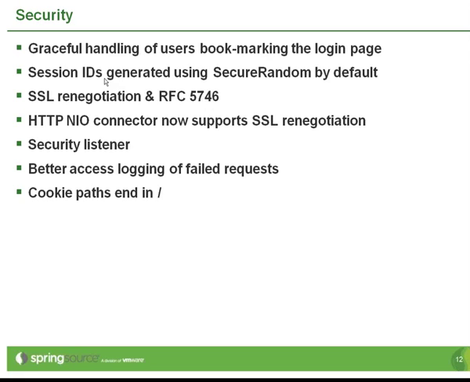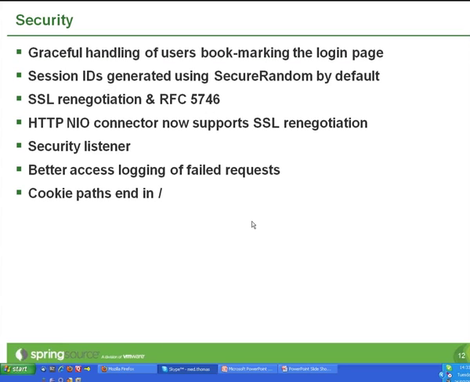We've improved the access logging of failed requests. Access logging is configured as a valve, which previously meant that if the request didn't get as far as the first valve before it failed, then it would never get logged. Now, even if the request doesn't make it as far as the first valve, then we will still log it.